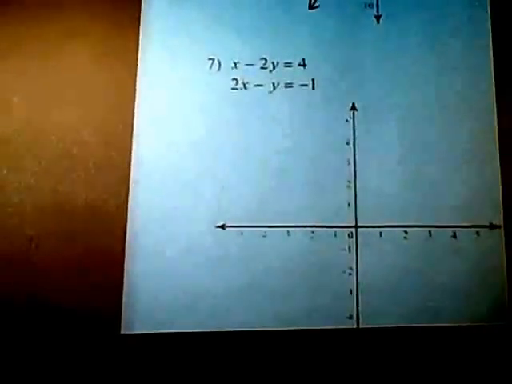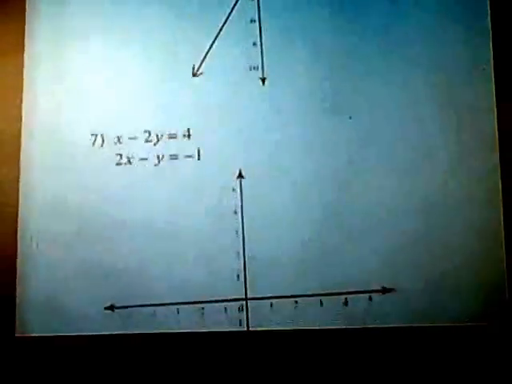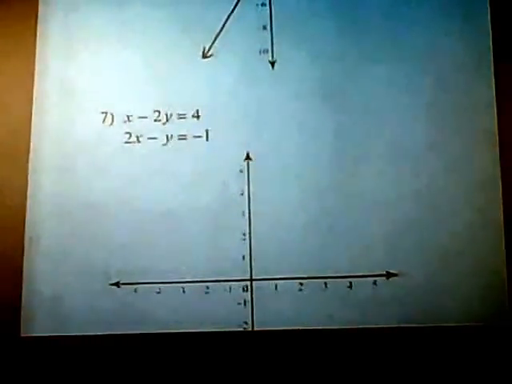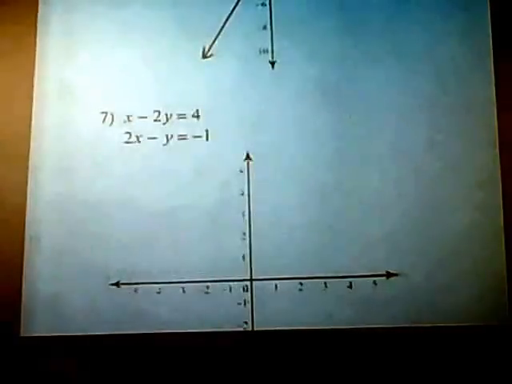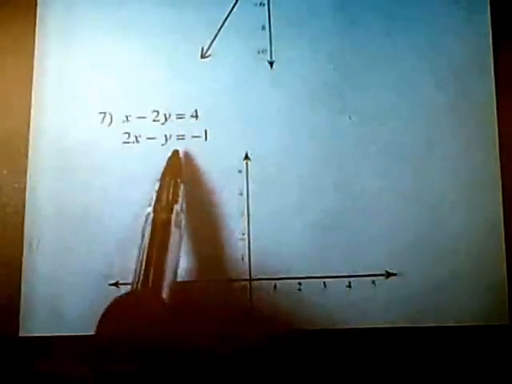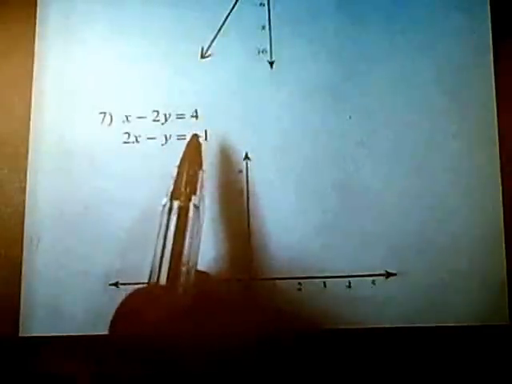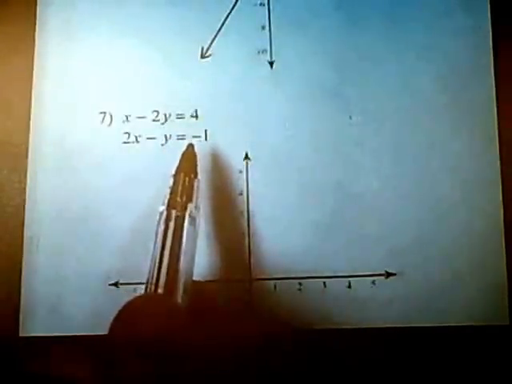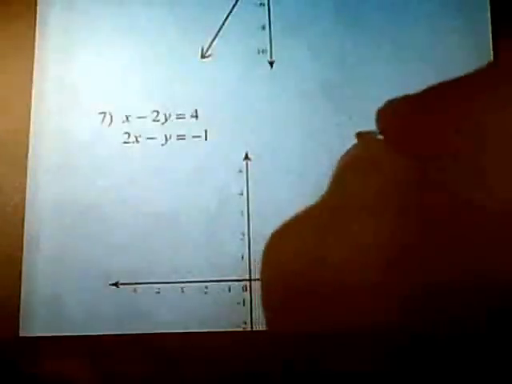Now, here's where it gets a little tricky. If you see here, we have x minus 2y equals 4, and you have 2x minus y equals -1. Okay, the problem here is we don't have it in slope-intercept form. If it is not in slope-intercept form, you're going to have to solve this equation to put it into slope-intercept form. Okay, so let's do that first.